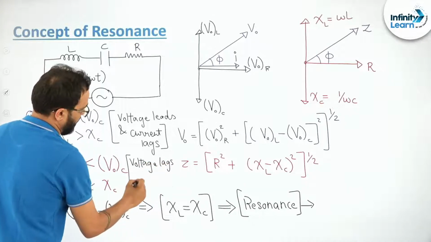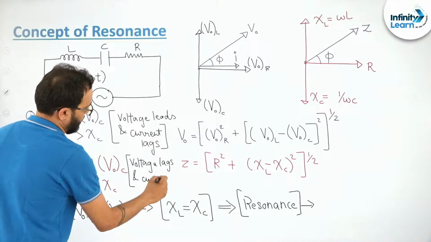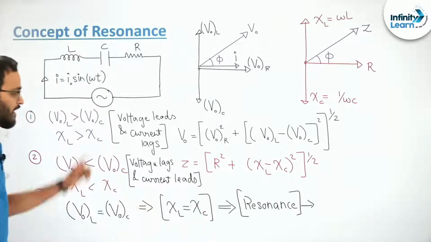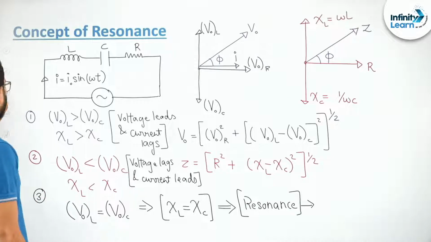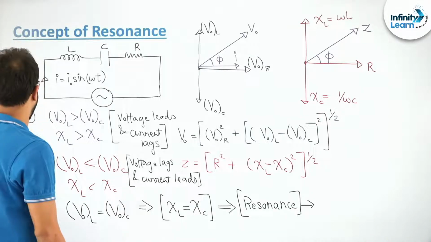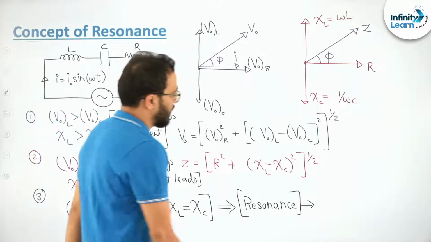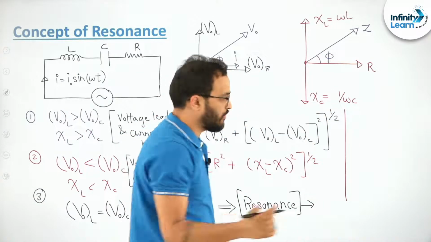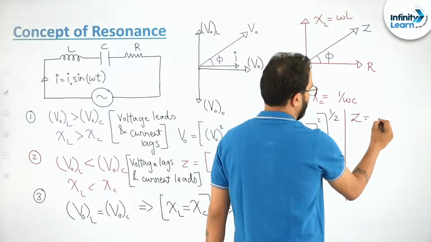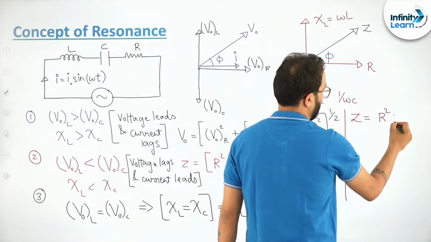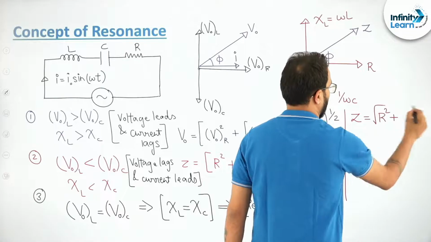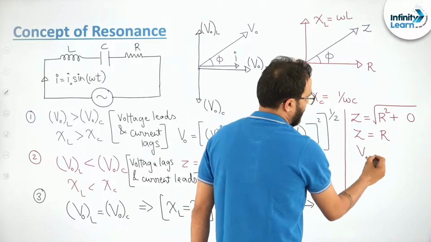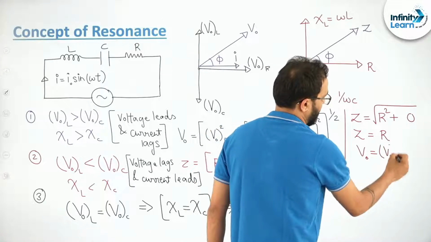Voltage lags and current leads. Okay, but in the resonance condition, let me show you what will happen, students. You will say, sir, during resonance, because XL minus XC will become 0, Z will become equal to the square root of R square plus 0, that means Z will become equal to R, that means V naught will become equal to V naught R.